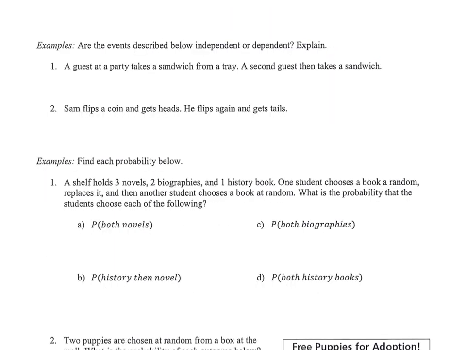Okay, are the events described below independent or dependent? Explain. A guest at a party takes a sandwich from a tray. A second guest takes a sandwich. So when you take the sandwich, you're not replacing it. You're eating the sandwich. So this is not replacing, so this is dependent.